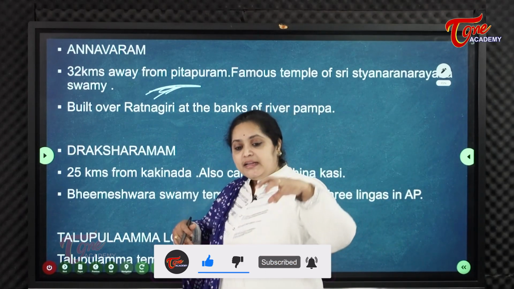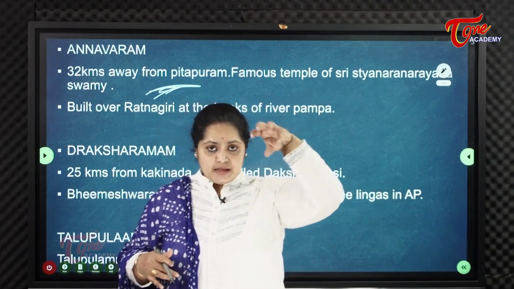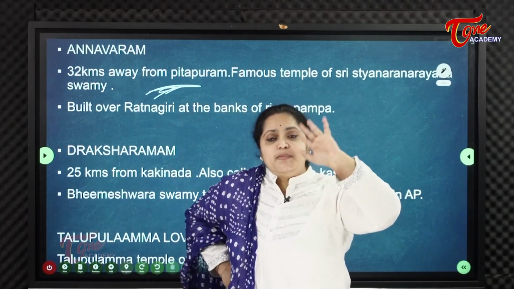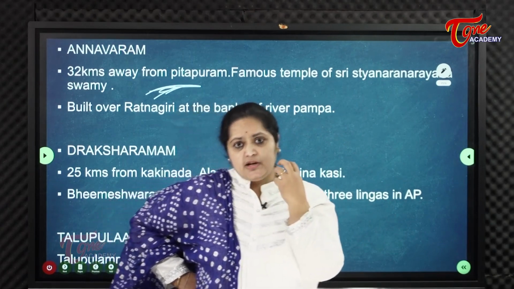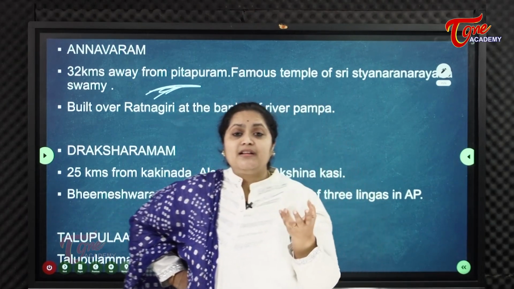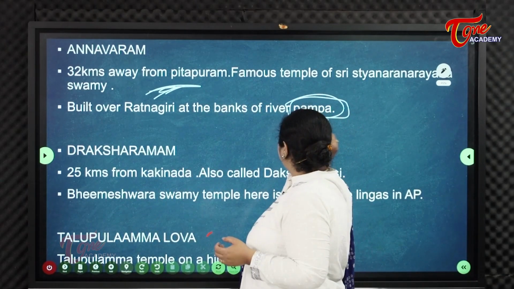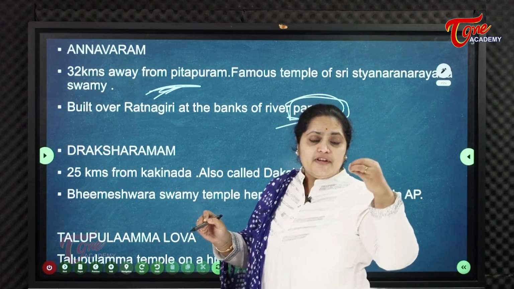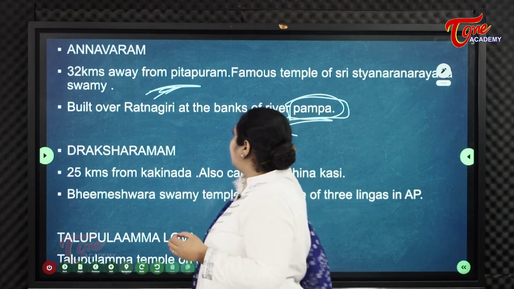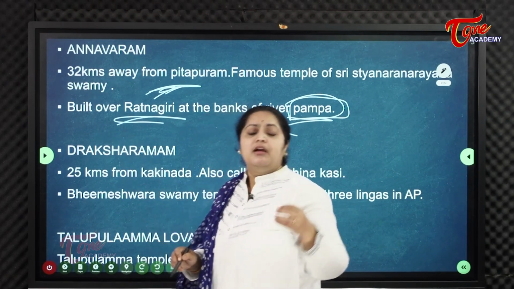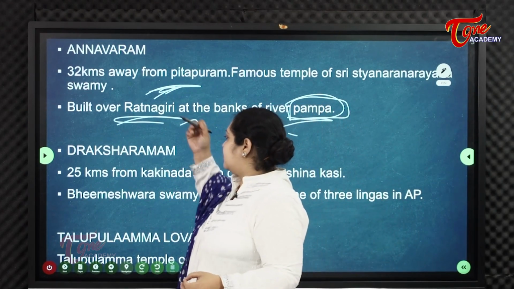Next, this temple has been built on a hill called Ratnagiri. The Annavaram temple is an ancient temple on the hill called Ratnagiri, on the banks of river Pampa. The river which flows through the town of Annavaram is Pampa. On which hill is the Annavaram Satyanarayana Swami temple located? Ratnagiri.